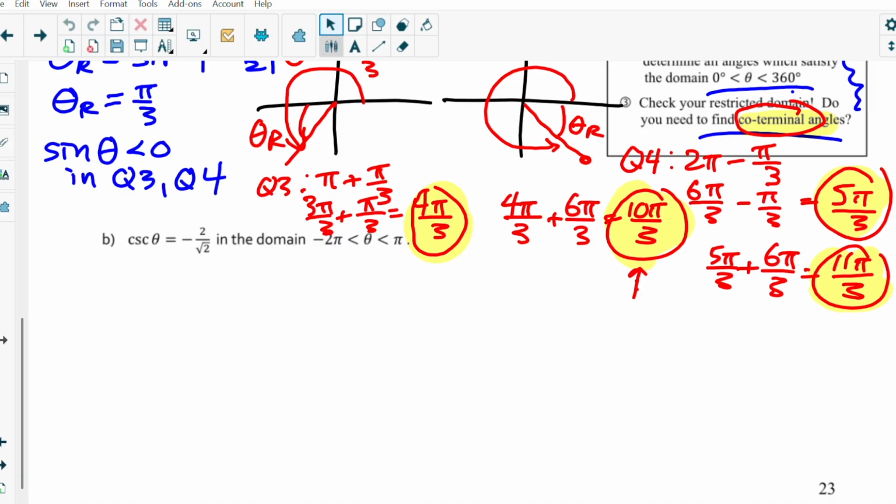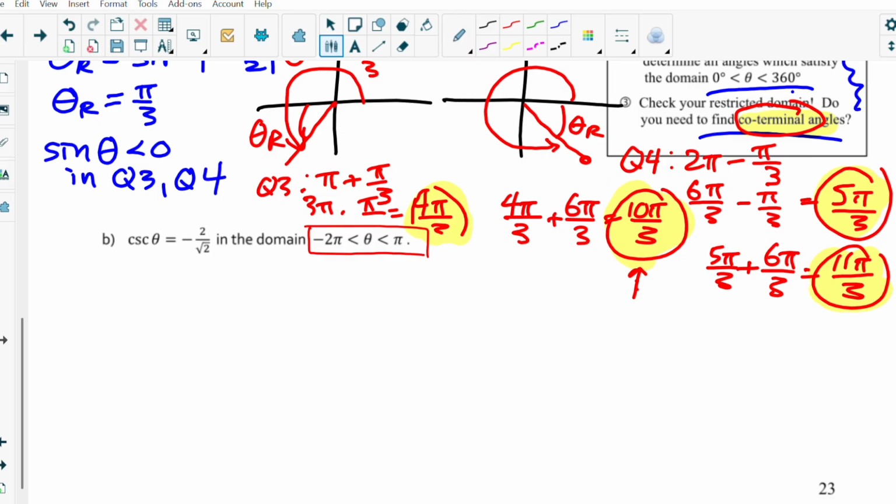All right, folks, continuing. We have the cosecant of theta equals negative 2 divided by square root of 2. Let's be careful. This is in the domain where theta is greater than negative 2 pi but less than pi. So be mindful of that.